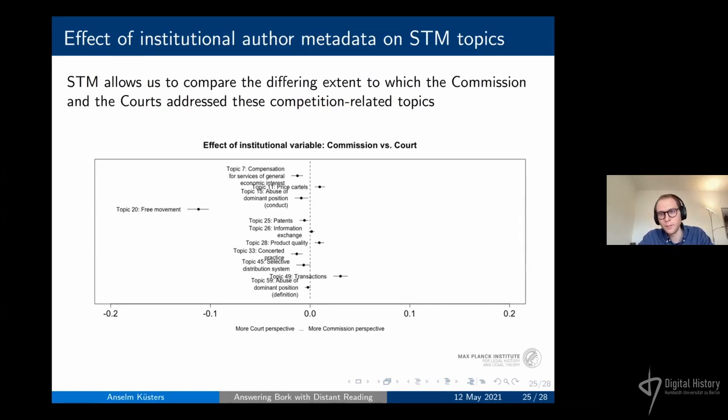As I said, structural topic modeling also allows you to reflect on the influence of the institutional meta variable. In my case, is it the commission or the court dealing with a certain case? And again, we see that the ordoliberal topic, the free movement topic, is very much related with the court, whereas the transaction topic that is close to neoliberal thought is related to the commission. So this again underlines the argument that the commission seems to have experienced this neoliberal shift, but the court stayed more true to the ordoliberal language.